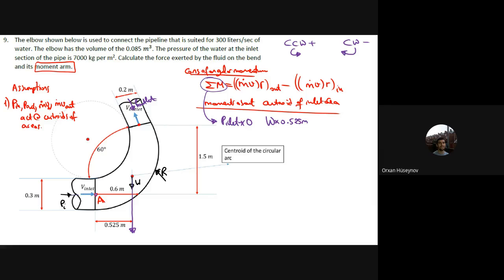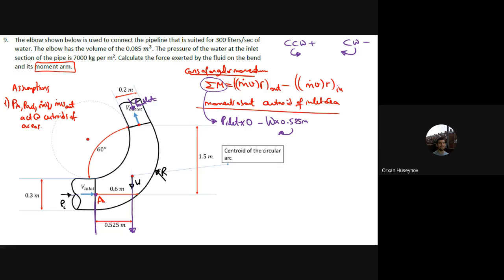I'm taking moments about point A. You can see point A here. This weight has a moment arm of 0.525 meter, and it rotates in the clockwise direction, as you can see. Therefore, I put a negative sign here. If you have any problem, you can write it as a comment.